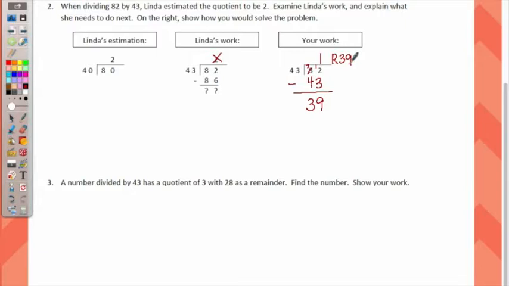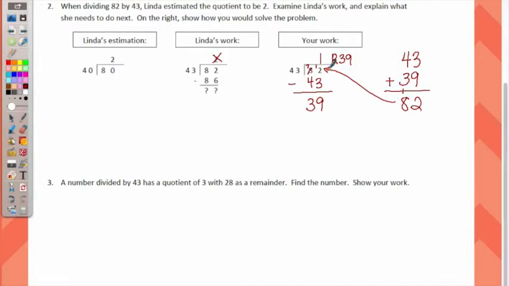What did Cooper say we could do yesterday? If our quotient is 1, what can we just add together? 43 plus 39. Let's do that just to double check ourselves. Is that what we started with? Yes, it is. Okay.